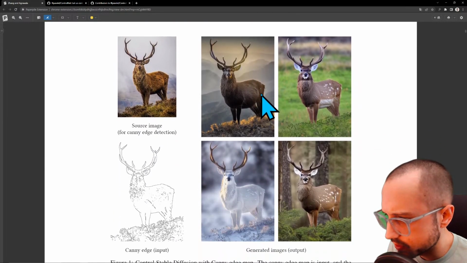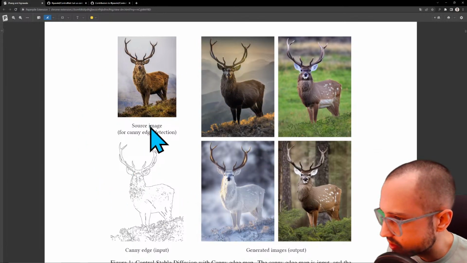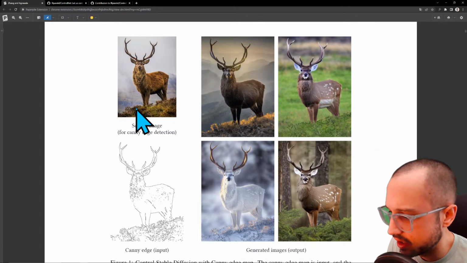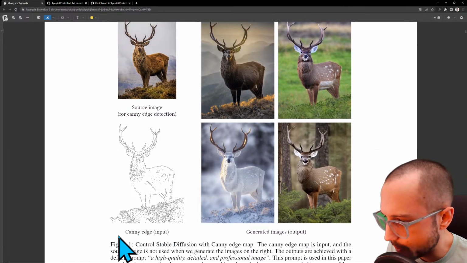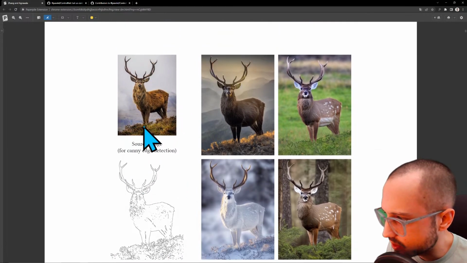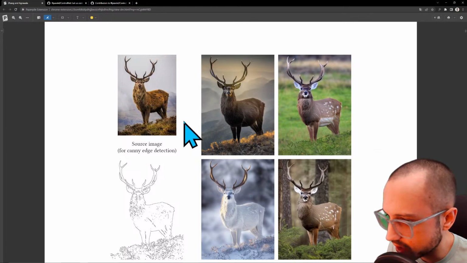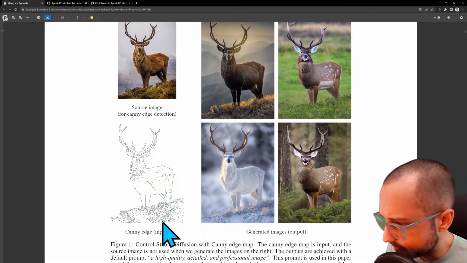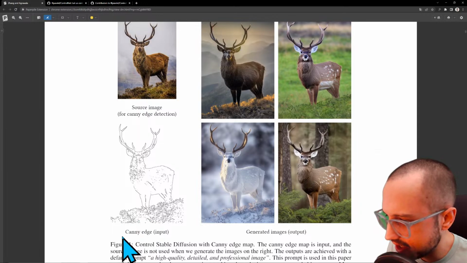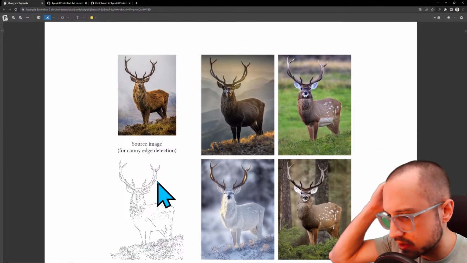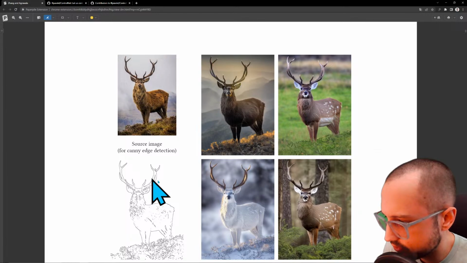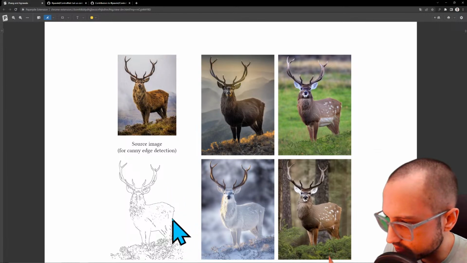Okay, so here we have a very nice, well illustrated, very clear example of ControlNet. So this is the original image here, right? This seems like a real image, like an image of a deer, I guess, or an elk. I don't know what this is. But here you have the Canny edge. So Canny edge detection is an algorithm for determining the edges of images, or the edges within an image.